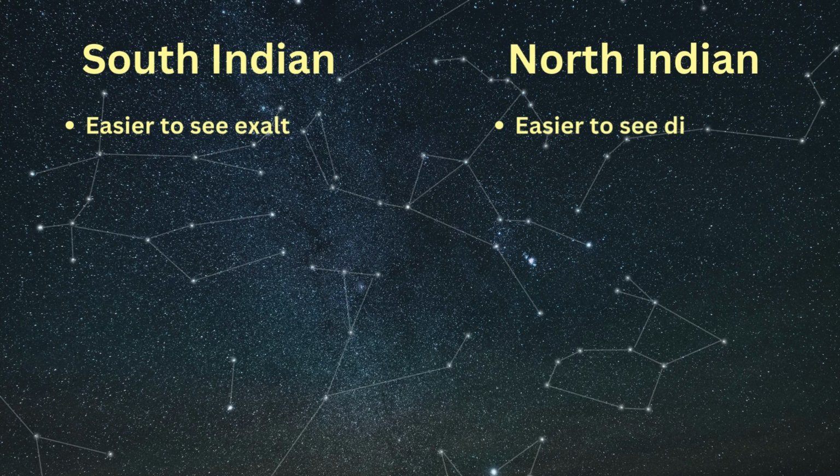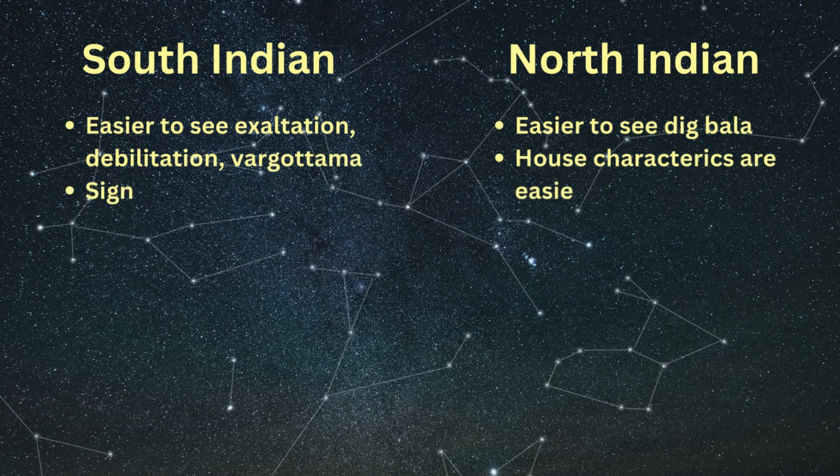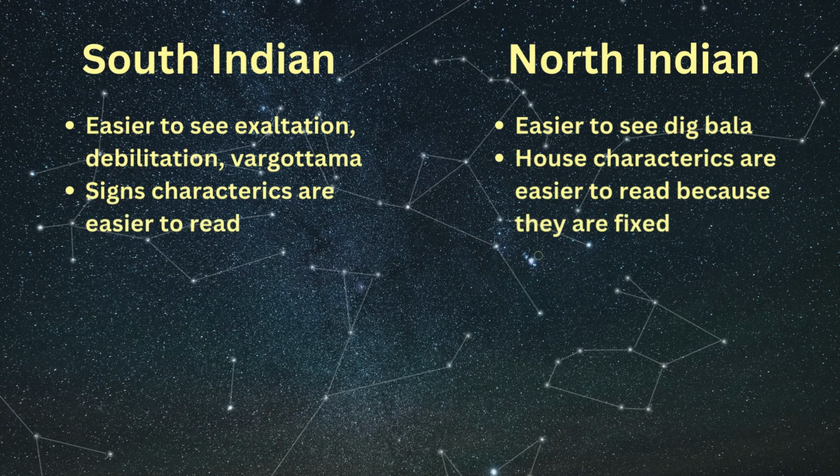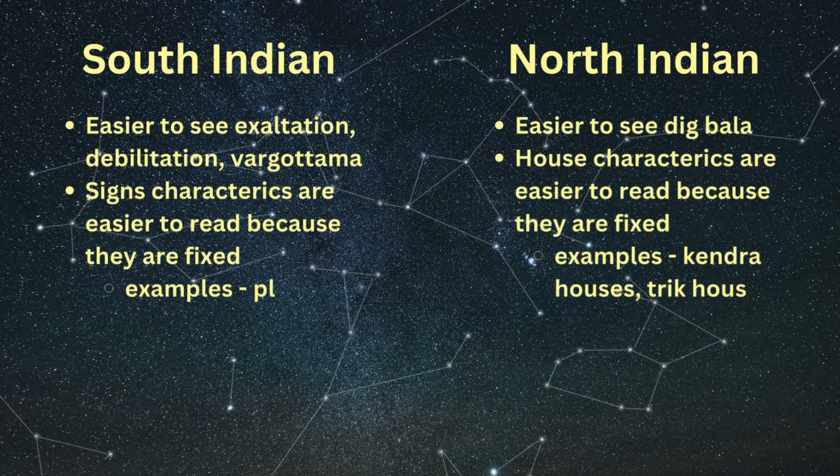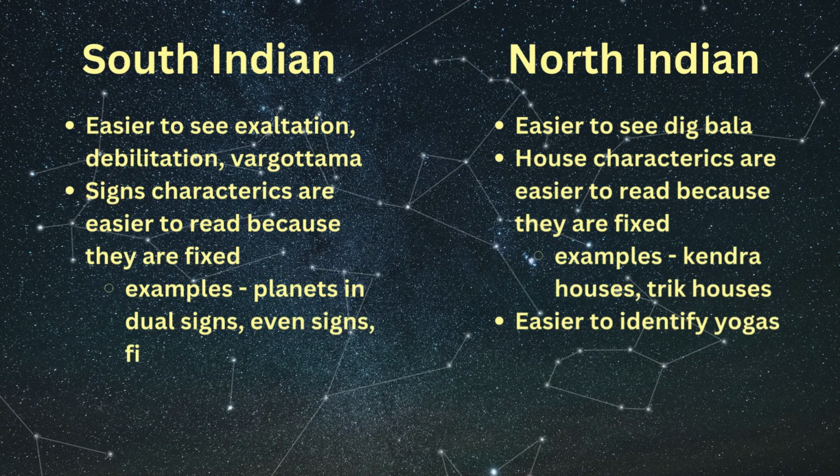There are advantages to both styles. In the South Indian style, it is easier to see exaltation, debilitation, Vargottama, strengths of a planet. Sign characteristics are also easier to read because they are fixed. For example, planets in dual signs, even signs, fire signs, and also the Lord of Signs and Nakshatras are much easier to read in the South Indian style.